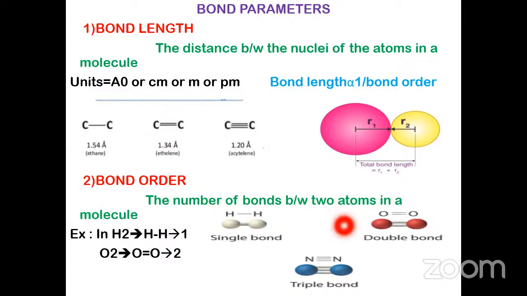The bond order is nothing but the number of bonds between two atoms in a molecule. So the bond length is inversely proportional to the bond order. Here in acetylene, the bond order is 3. In ethylene, the bond order is 2. In ethane, the bond order is 1. So whenever the bond order is increasing, the bond length is decreasing, so the bond length is inversely proportional to the bond order.